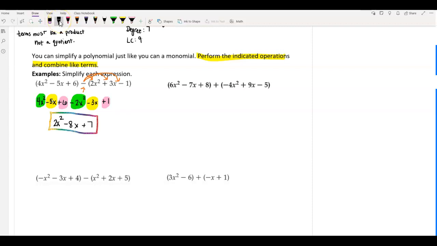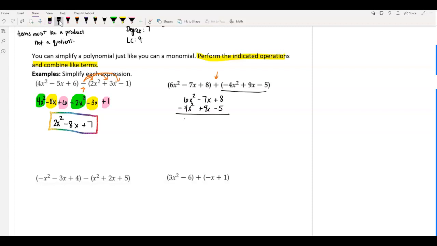All right, let's go on to this next example. Here we are actually adding this time. So it becomes a little bit easier. When I add, I actually kind of like to do it vertically. So I'm going to rewrite all these terms vertically. So I have 6x squared minus 7x plus 8. And then I'm going to add this second set right underneath. So negative 4x squared, so minus 4x squared, plus 9x. Notice I'm grouping them underneath their like terms, minus 5.